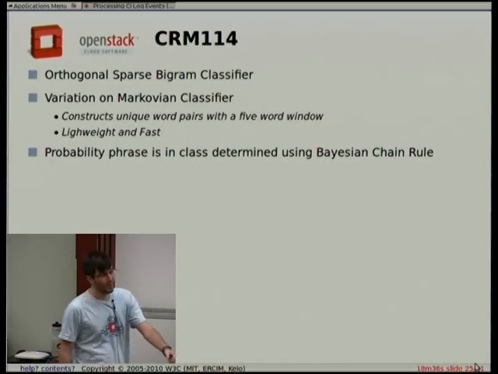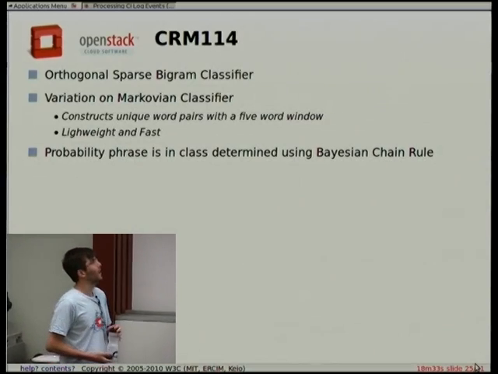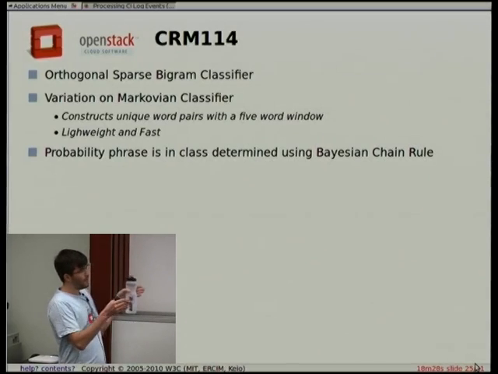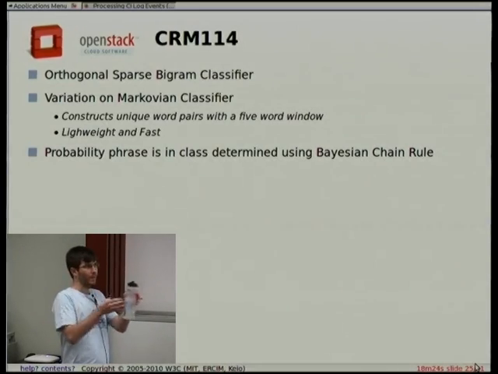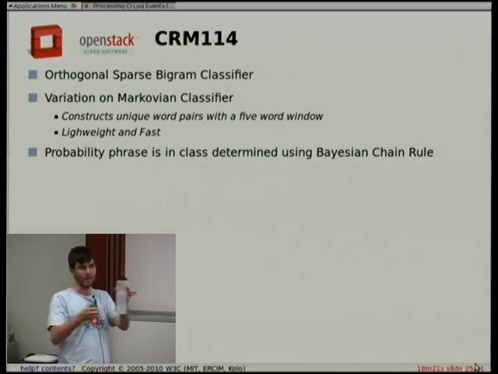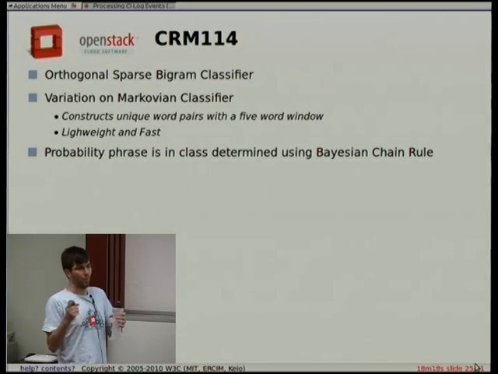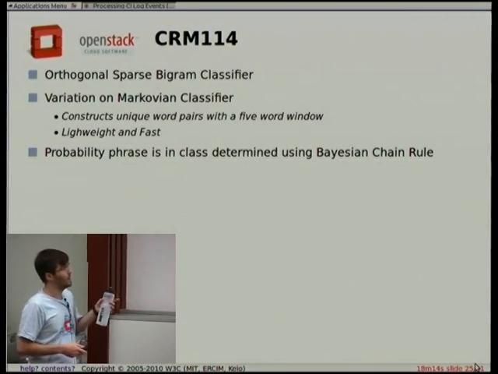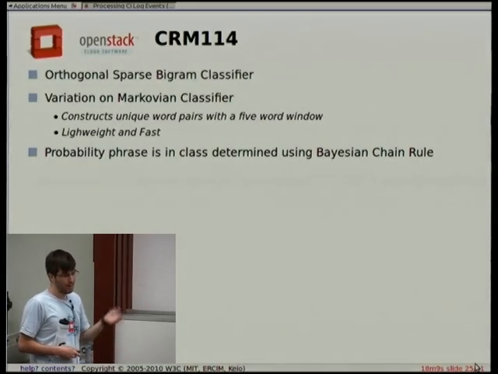The way that works is it's using an orthogonal sparse bigram classifier, which is a mouthful. It's a variation on a Markovian classifier where it takes a 5-word window and it constructs unique word pairs and then creates a statistics file saying, this is how often these word pairs happen, which allows you then to go back and look at the probability that that word pair maps to success or failure. This is kind of cool because it's lightweight and fast when you're using unique word pairs. Because they're unique, you end up with a small statistics file, and it's only 2 word pairs, so it's pretty quick.